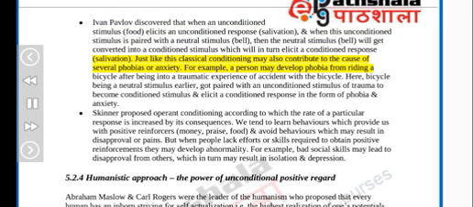Just like this, classical conditioning may also contribute to the cause of several phobias or anxiety. For example, a person may develop a phobia of riding a bicycle after a traumatic experience of an accident with the bicycle. Here, the bicycle, being a neutral stimulus earlier, got paired with an unconditioned stimulus of trauma to become a conditioned stimulus and elicit a conditioned response in the form of phobia and anxiety.